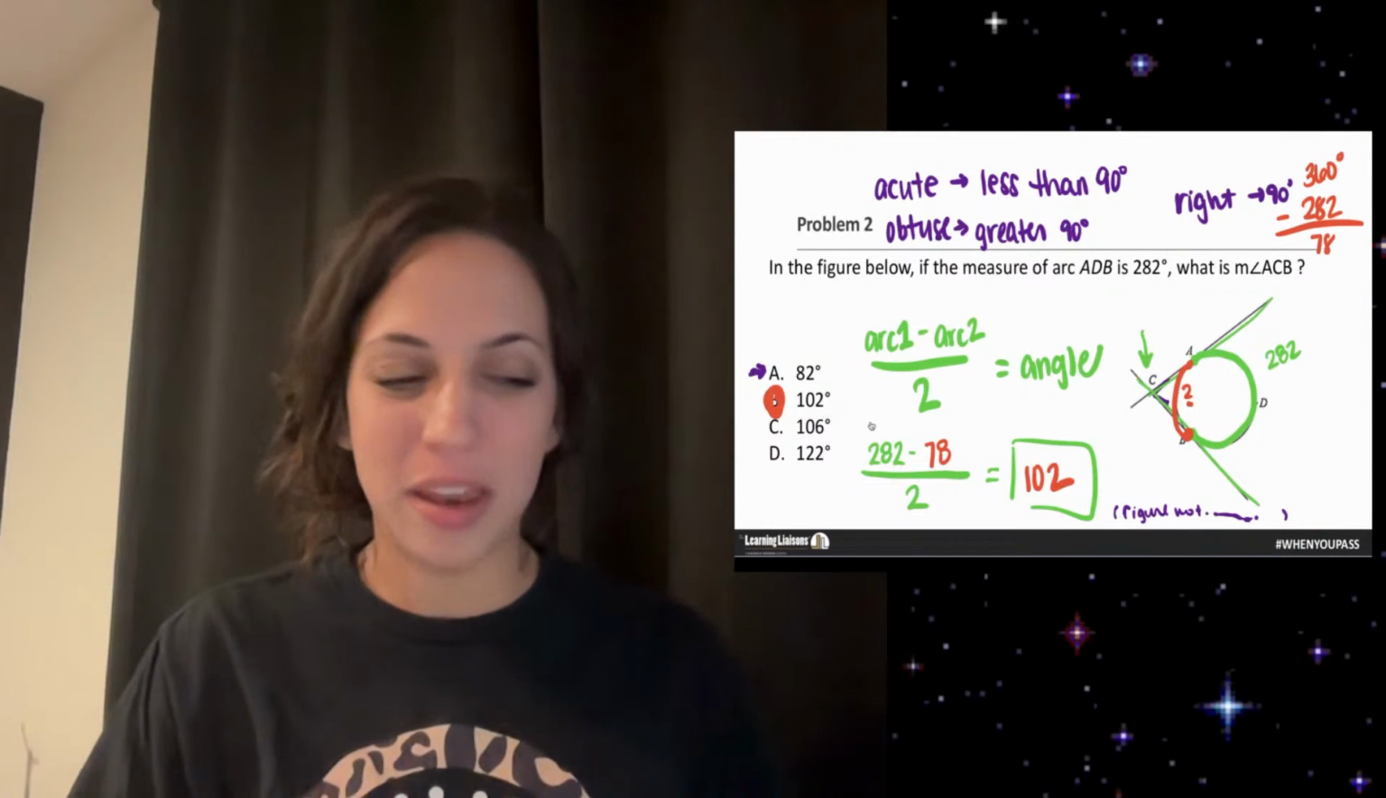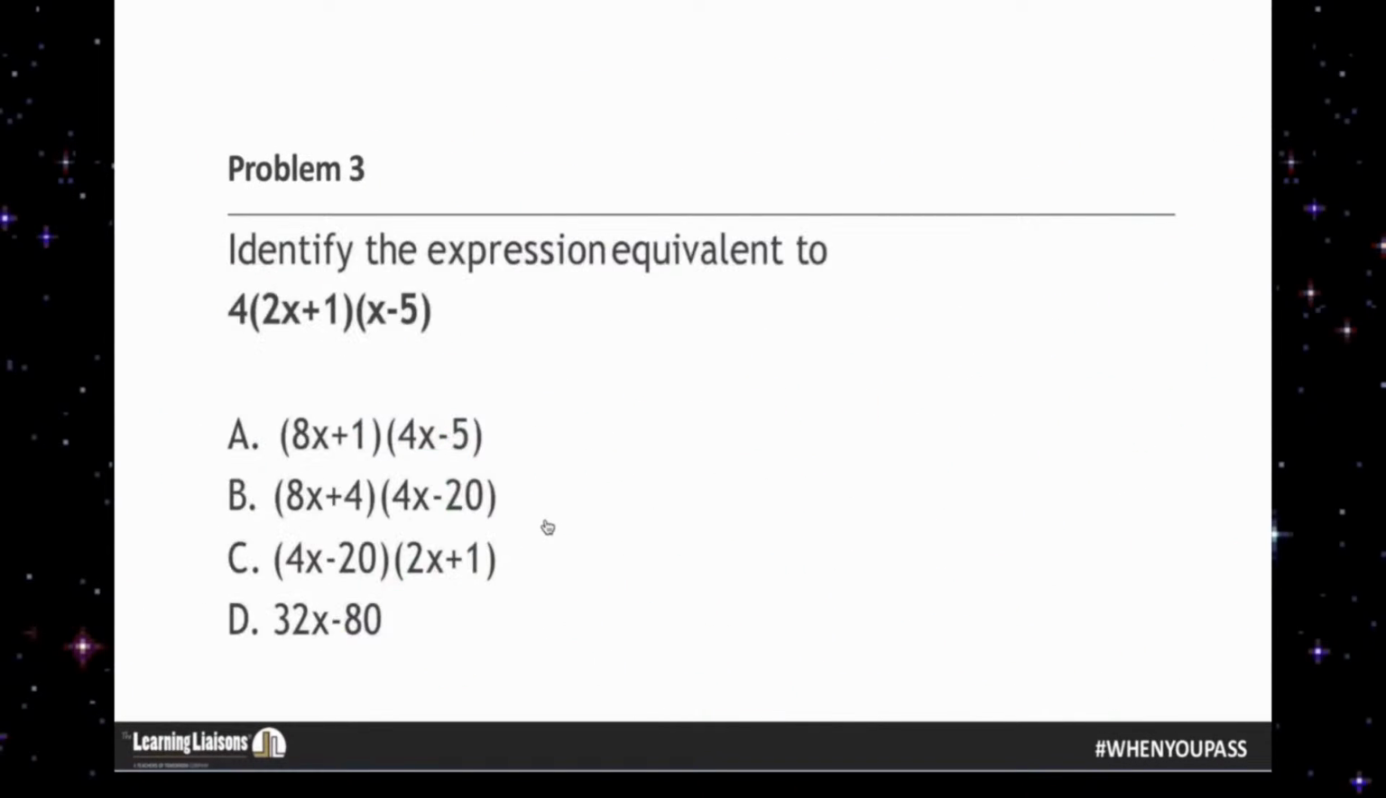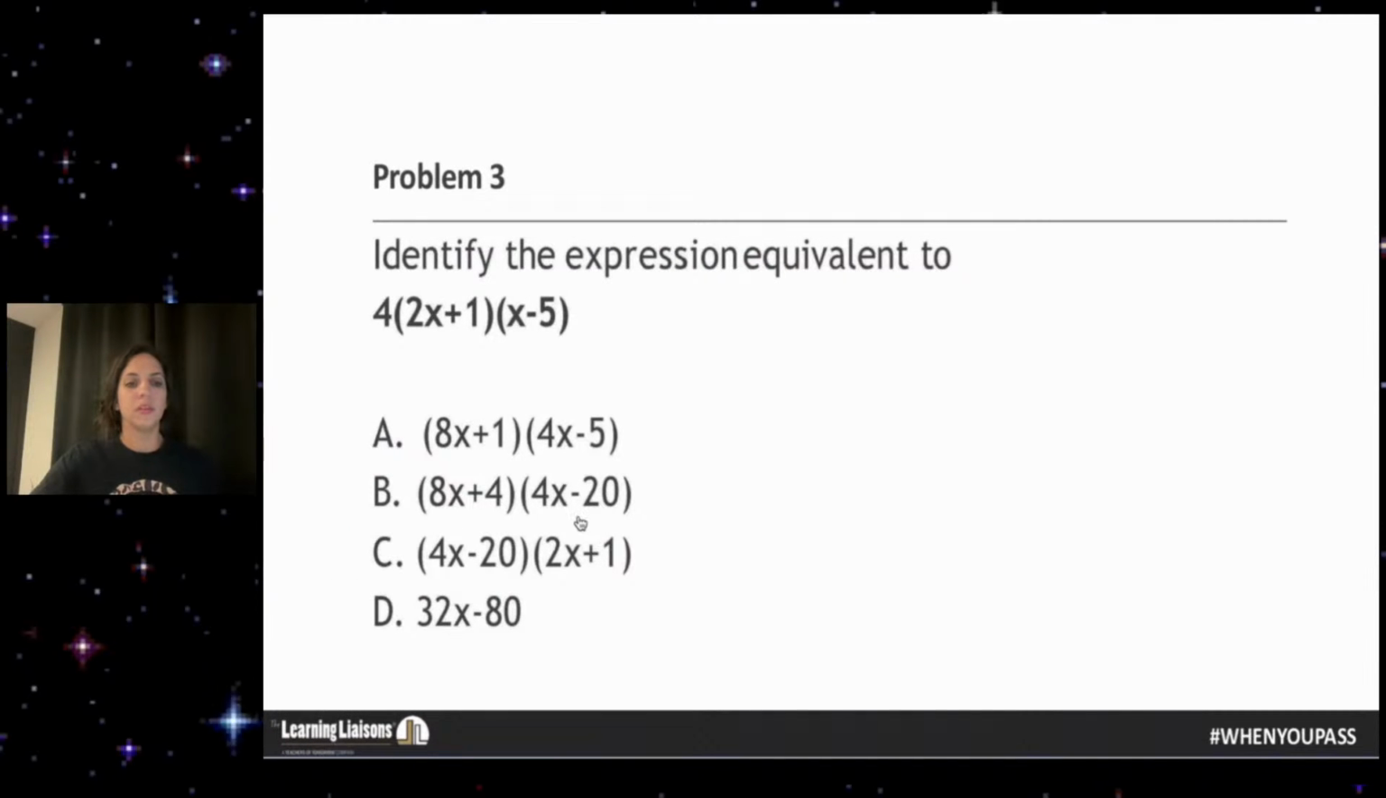All right, let's go ahead and move on to problem number 3. Identify the expression equivalent to 4(2x + 1)(x - 5).